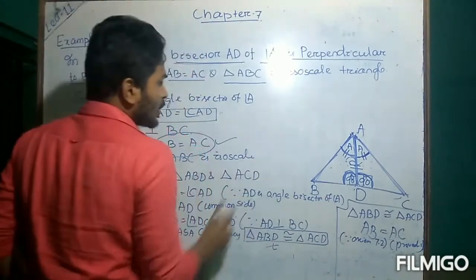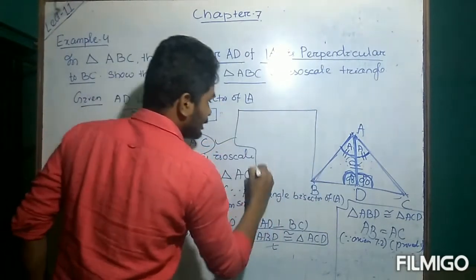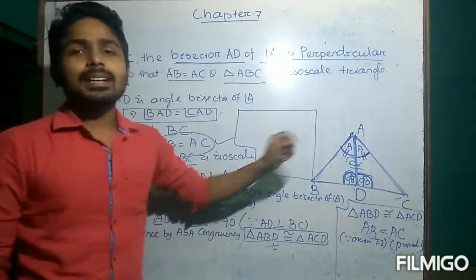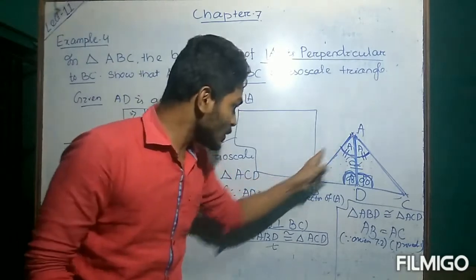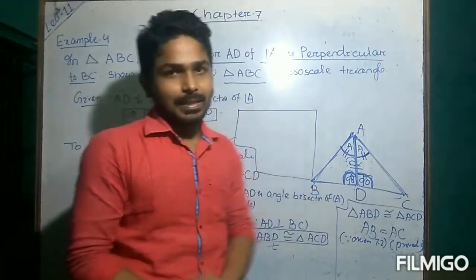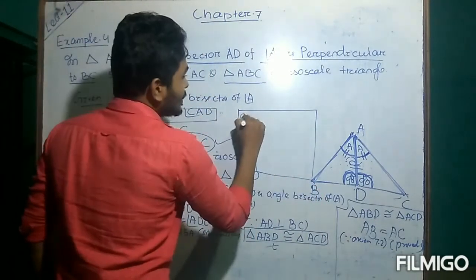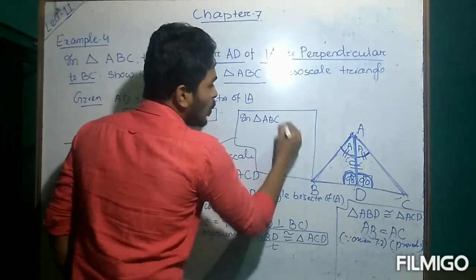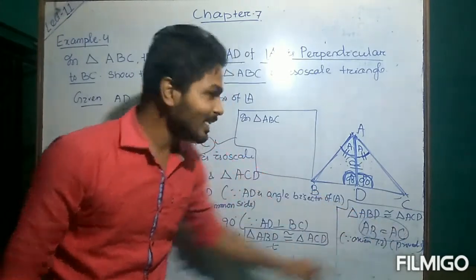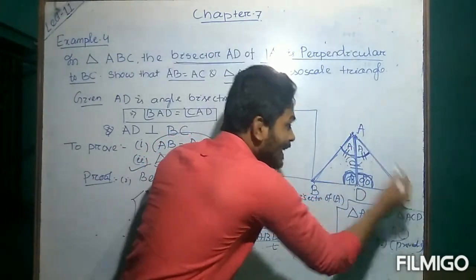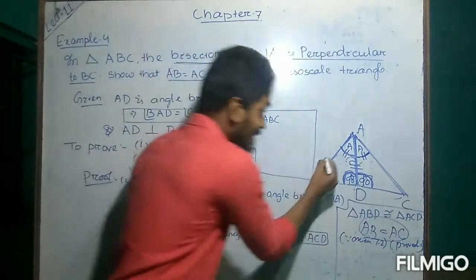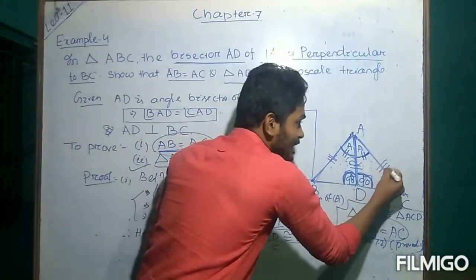Let us prove it. Now we have to prove that triangle ABC is an isosceles triangle. ABC means the total triangle, not the small triangle. The total triangle is an isosceles triangle. We have to prove it. So in triangle ABC, what have we found? We have found that side AB is equal to side AC. We have proved in the first statement that AB is equal to AC.